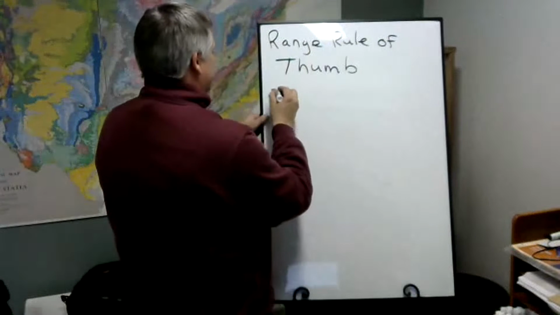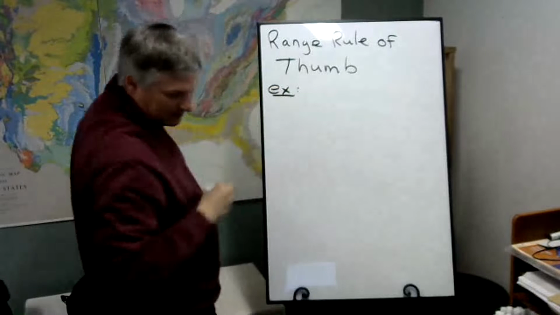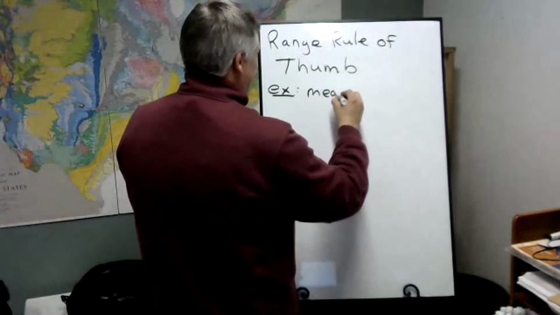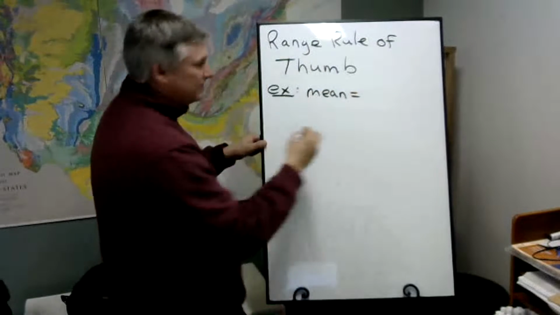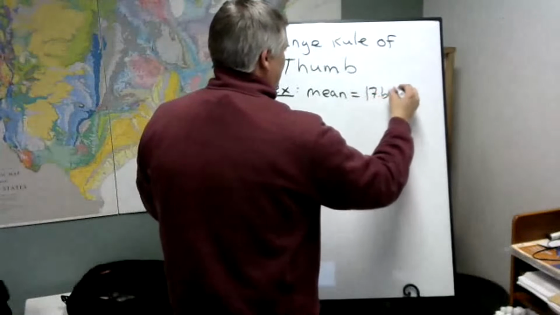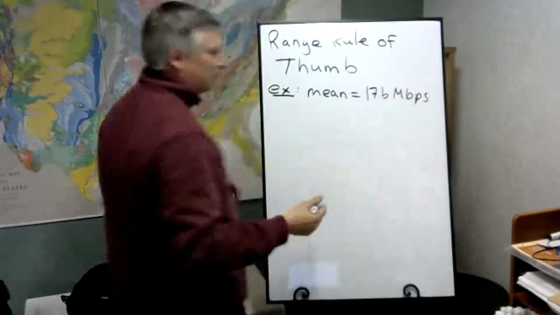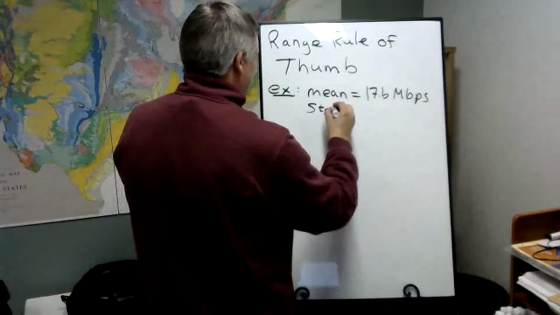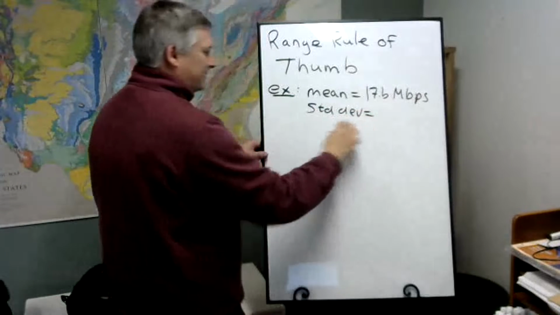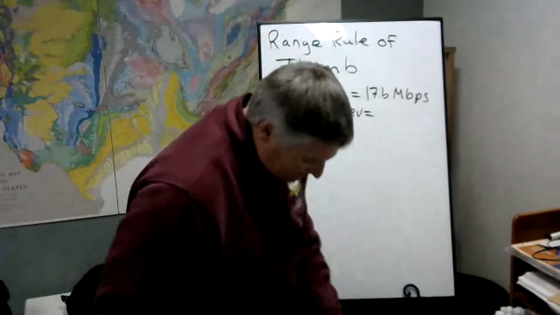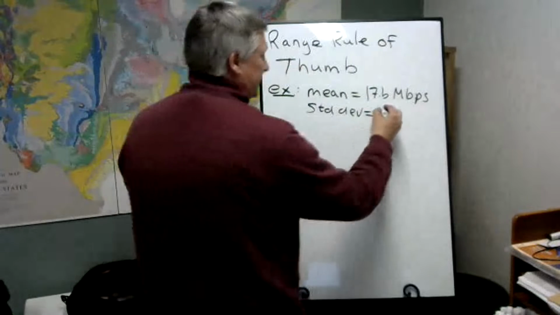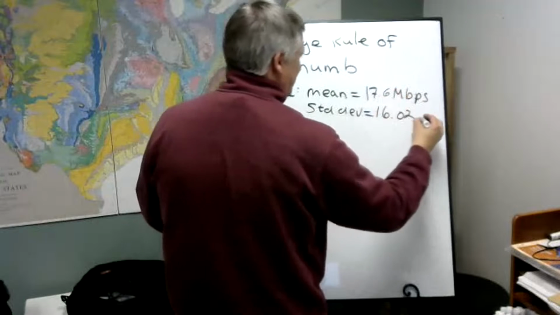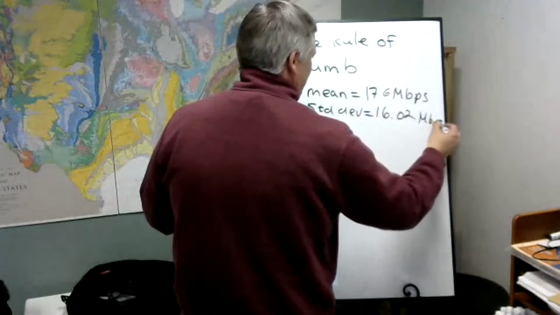Going back to our Verizon example, let's say we have a mean of 17.6 megabits per second, moving all these megabits. And then the standard deviation, you'll see it abbreviated like this a lot, our s, was 16.02, like it was before, megabits per second.